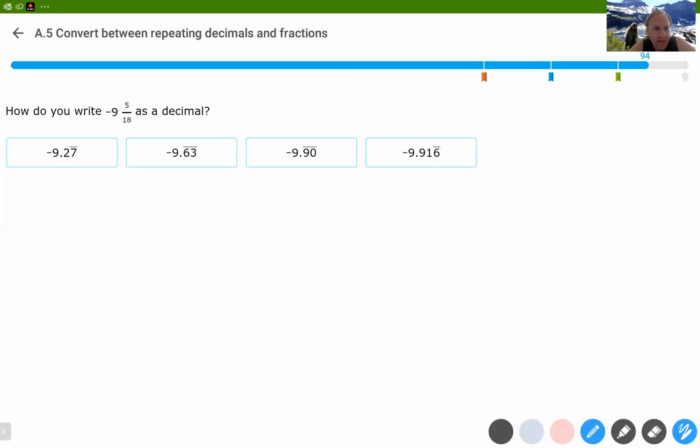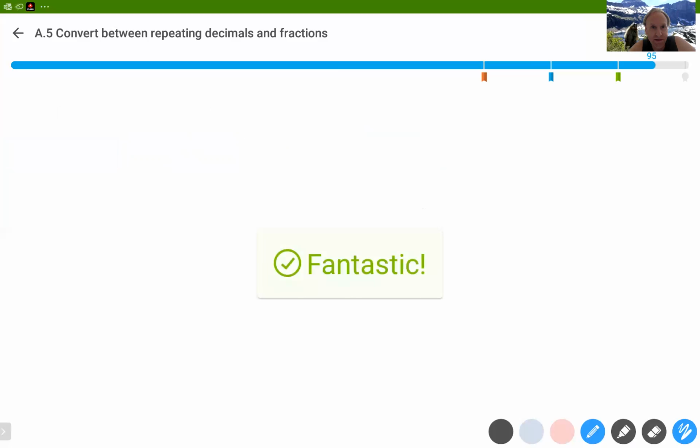Oh, that 5/18. It's really close to 1/3, but it's a little smaller. Well, clearly, none of these are anywhere near 1/3, so it has to be this guy right here. We could do it, but I know it's the right one by using elimination.